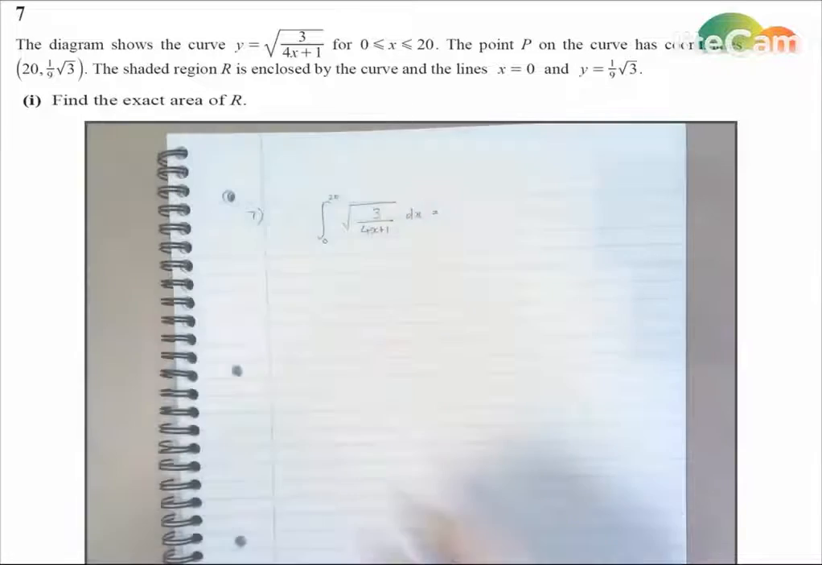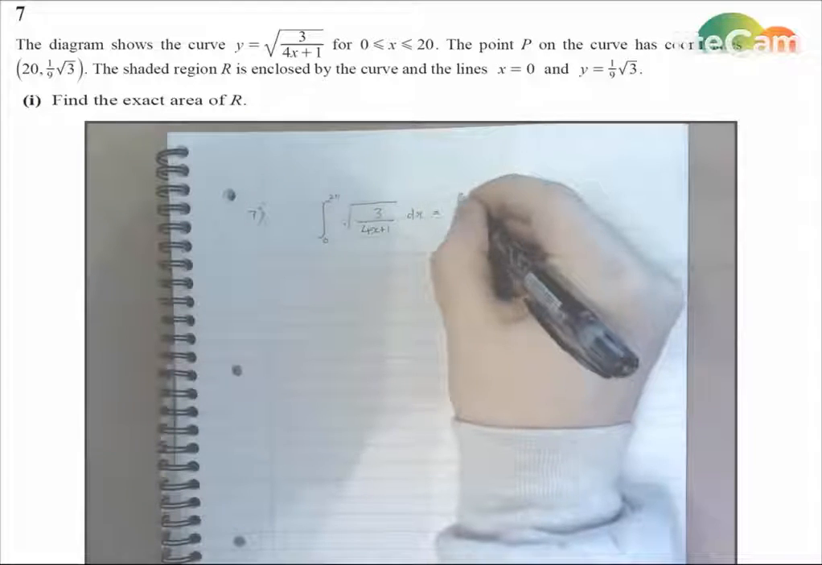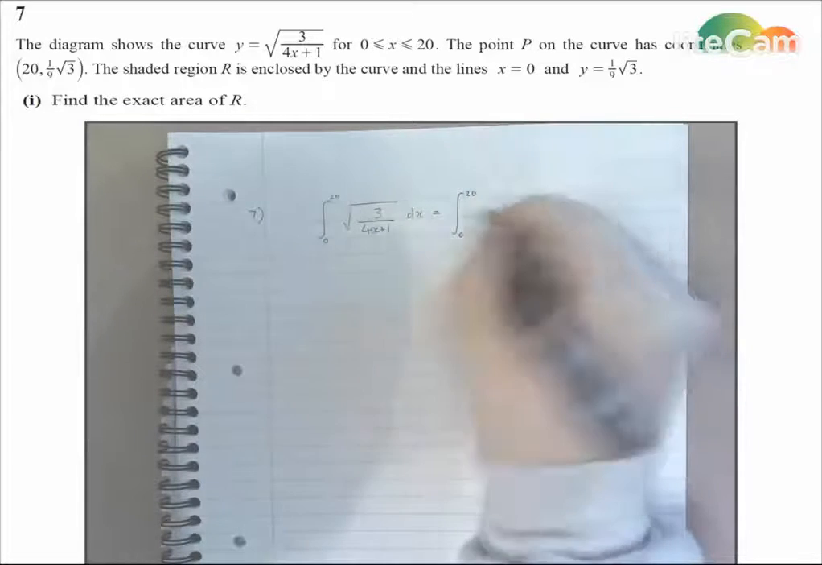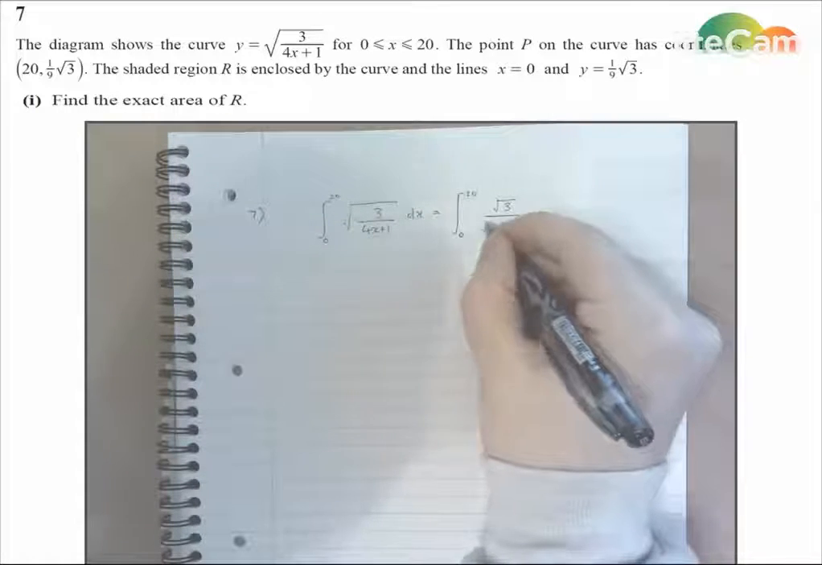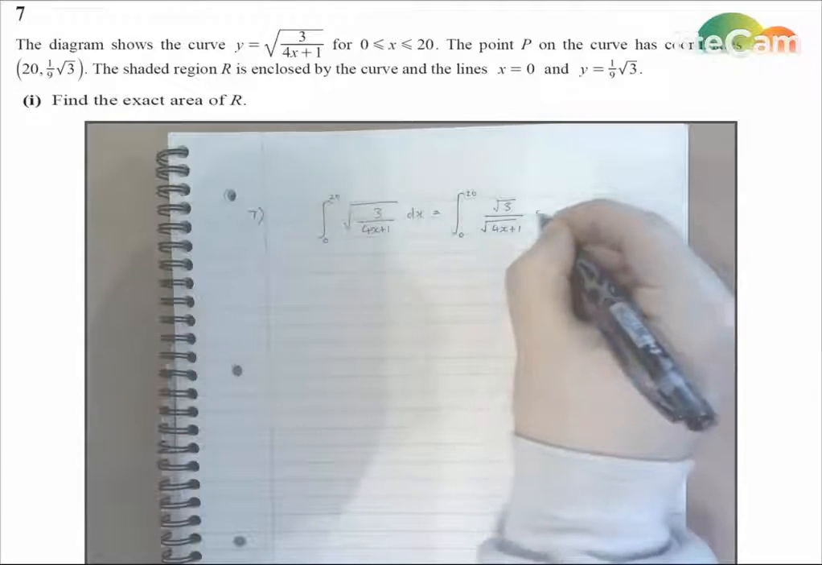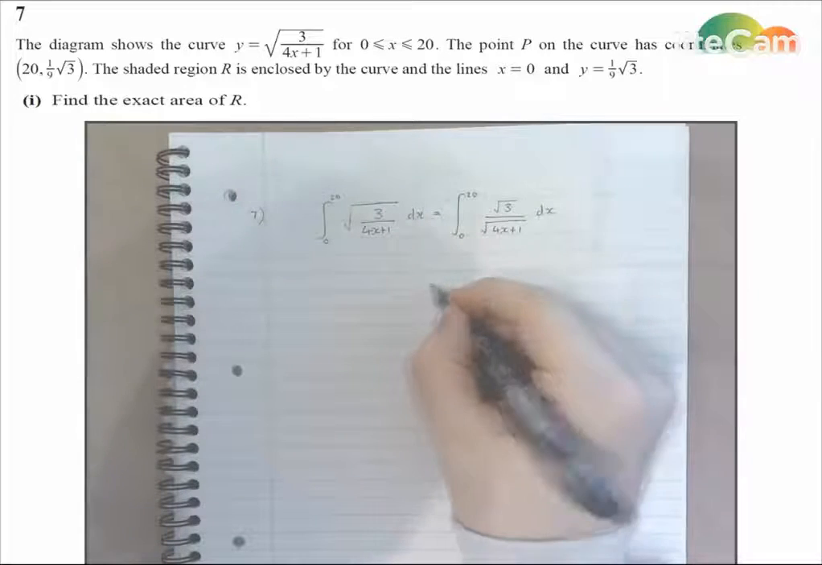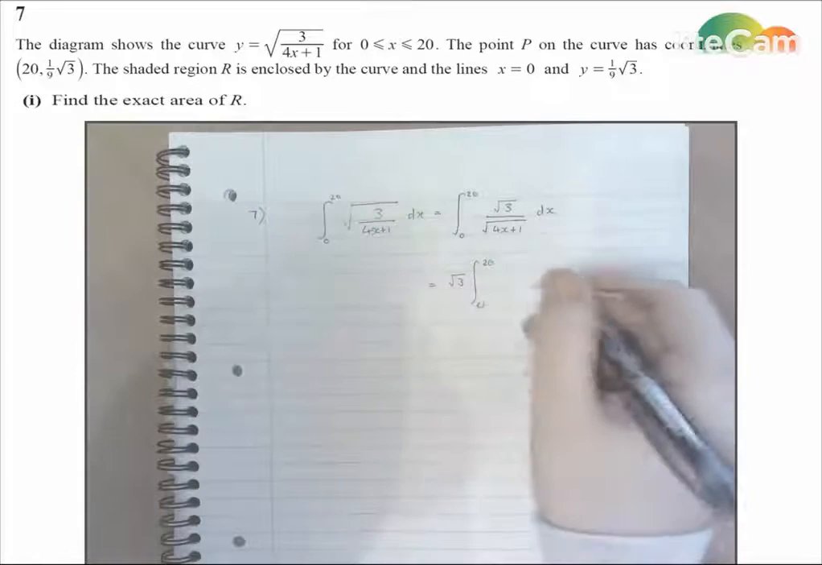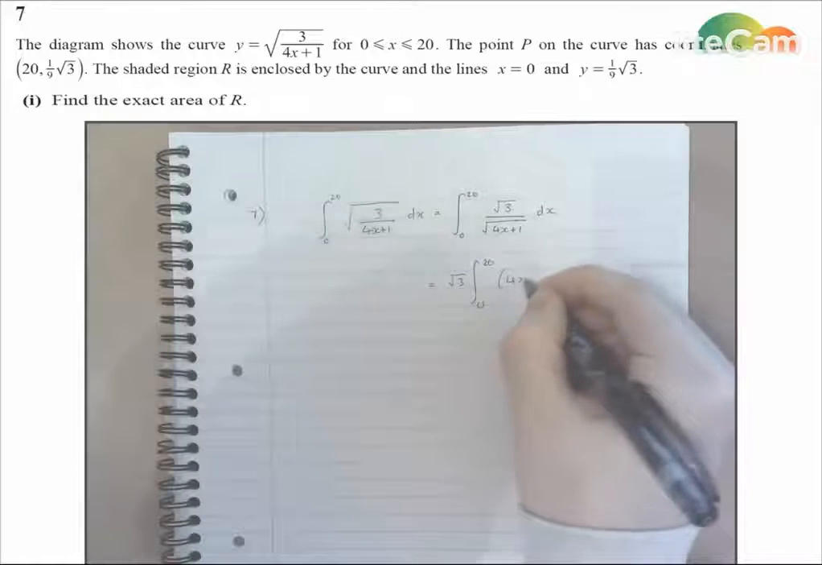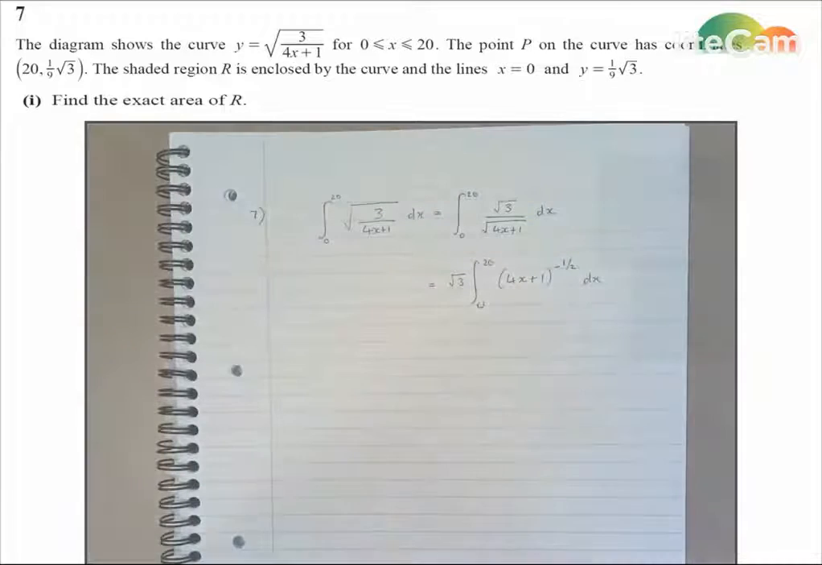I'm going to turn this into a form which is more suitable for integration, still between 20 and 0. I'm going to separate this square root using surd rules into this. And then, because this is a constant, I'm going to bring this outside of the integration. And I'm also going to rewrite this as a negative index, so it's going to be 4x plus 1 to the minus 1/2. It's in a format we can integrate now.